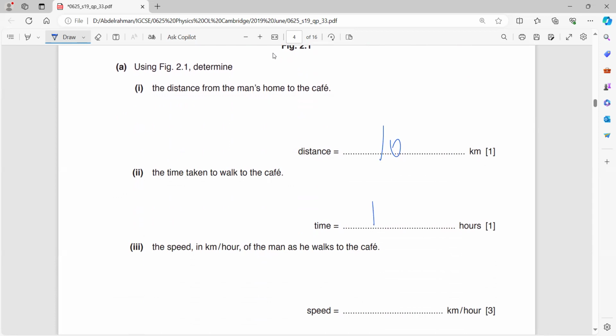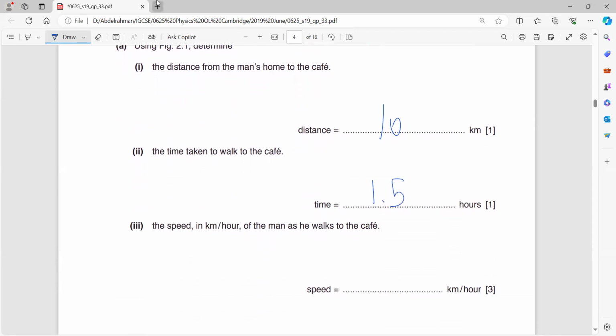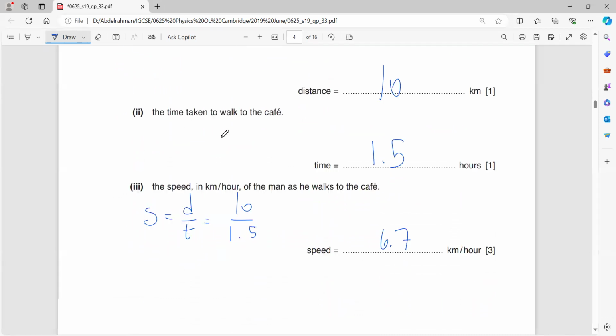Can I find the speed? Speed equals distance over time. 10 divided by 1.5 is 6.7. Actually it is 6.6666. We can just write it down as 6.7 kilometers per hour, which would be much easier.